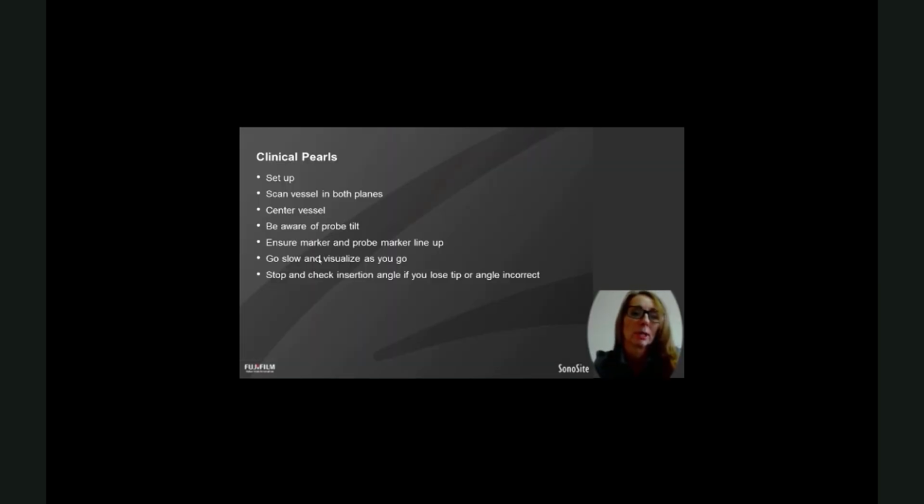Okay, some clinical pearls. So the setup, I can't emphasise enough. Just take the time to set up. It actually does reduce the time to successful cannulation, particularly. So line your machine up correctly. Make sure that you're not going to hurt yourself by not having your ergonomics right. Make sure that your vessel or your arm or your leg is in line with the ultrasound machine, so that you can actually visualise by just looking down at the arm and then looking up at the screen, that you're not having to turn your head to the side. So just get it all right. Move things if you need to.